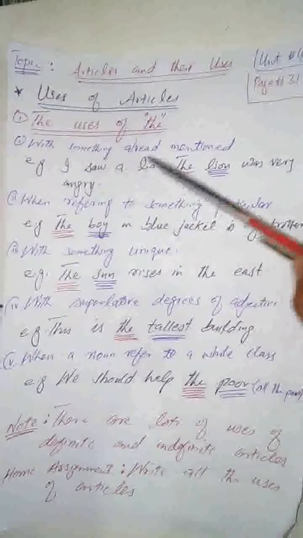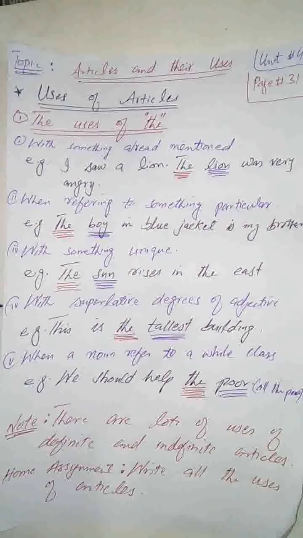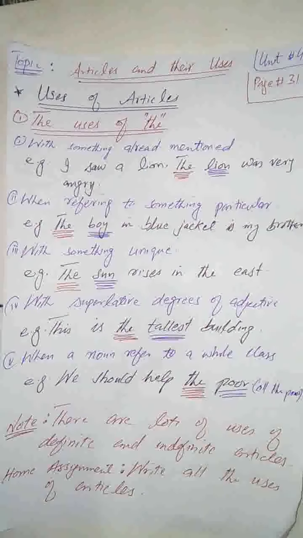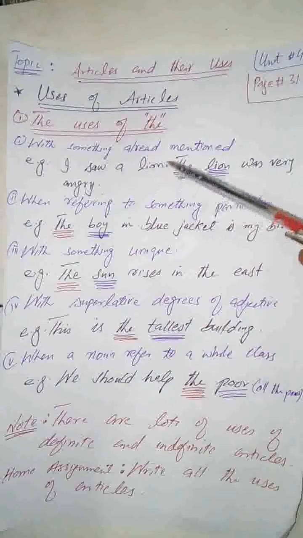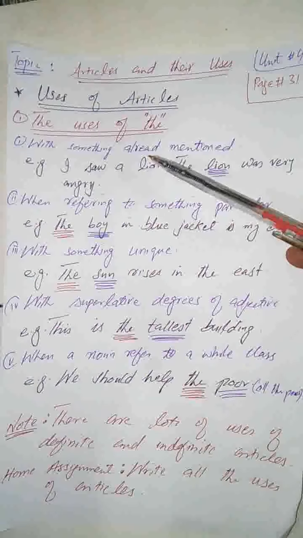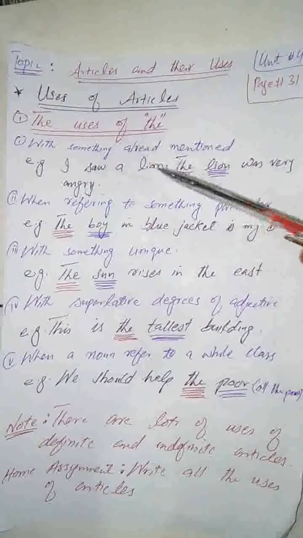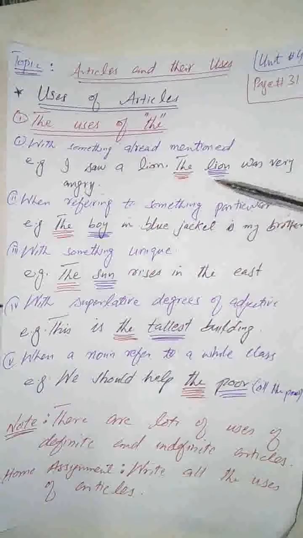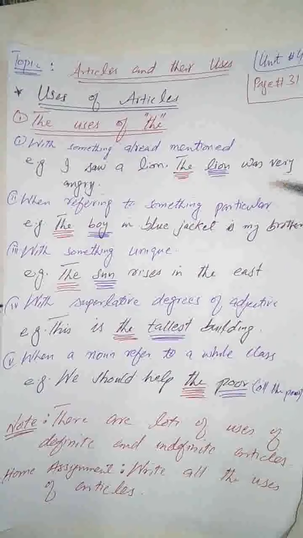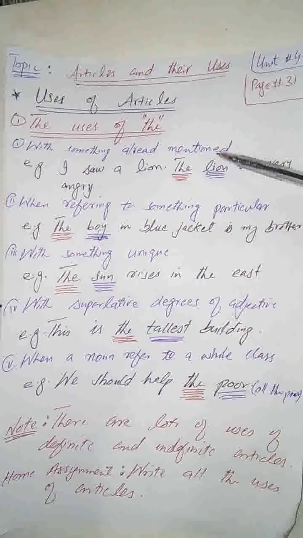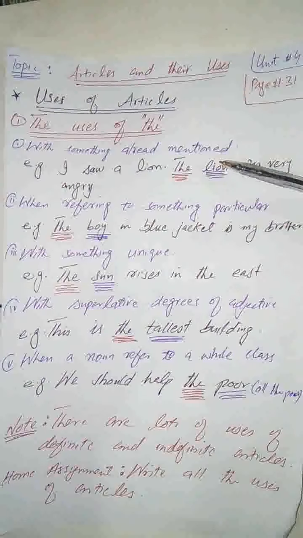So we use the with something which is already mentioned. You always write in a story, once upon a time there was a lion, full stop, and then you say the lion was very angry. As you mention lion for the first time in the first sentence, you say once upon a time there was a lion. So you use an indefinite article. But once you introduce the lion to the reader, then you say the lion was very angry. Then you use the definite article because now the noun is definite, specific. It is known to the reader.